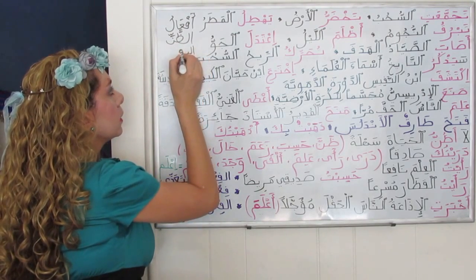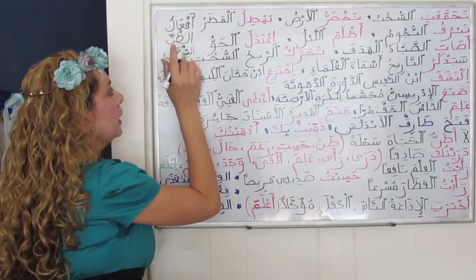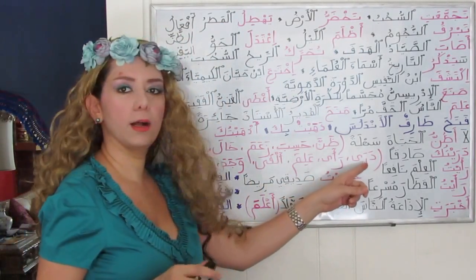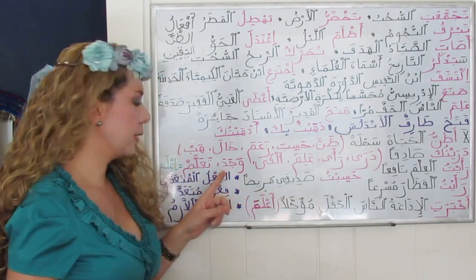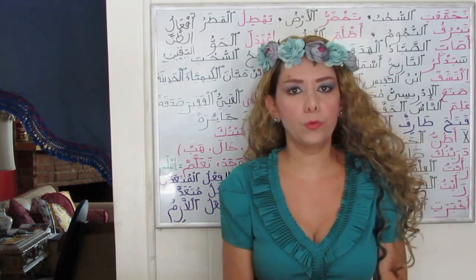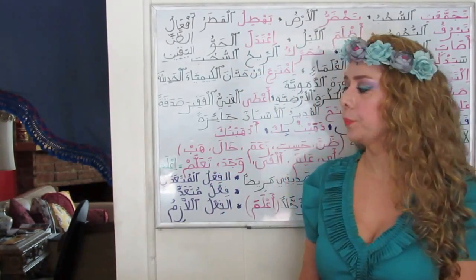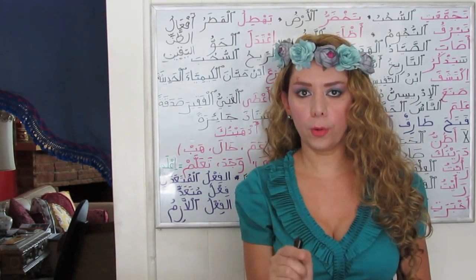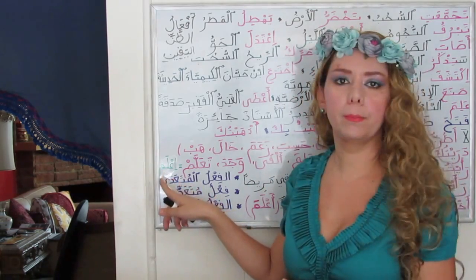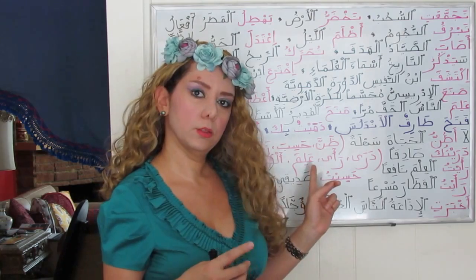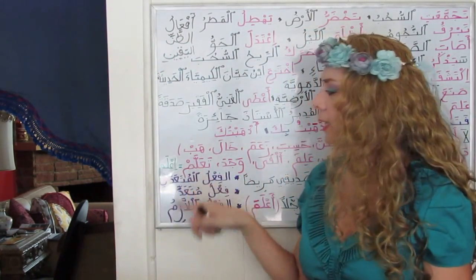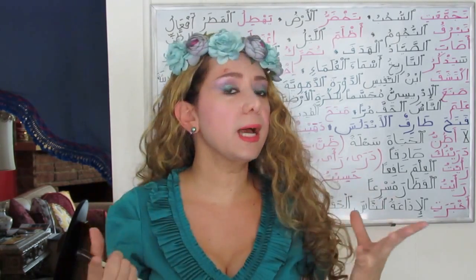The verbs of certitude, أفعال اليقين. These verbs: درى, رأى, علم, ألفى, وجد, تعلم. تعلم is from the verb تعلم, to learn. But here, we use just the imperative form of this verb, which means اعلم, from the verb علم, to know. اعلم, know that. تعلم, know that. So these verbs impart the meaning of to know, to find, to realize.